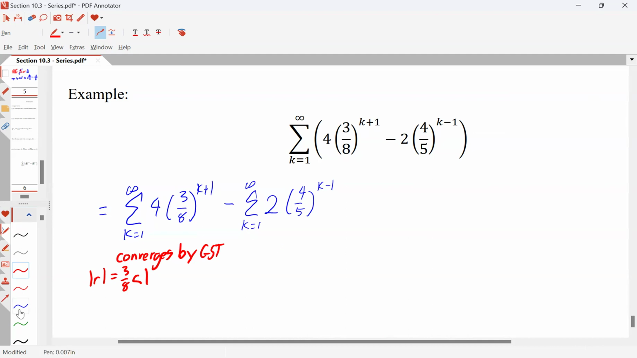The second one converges by GST, because the absolute value of r equals 4/5, which is less than 1. So both of these converge, meaning this whole big thing converges.